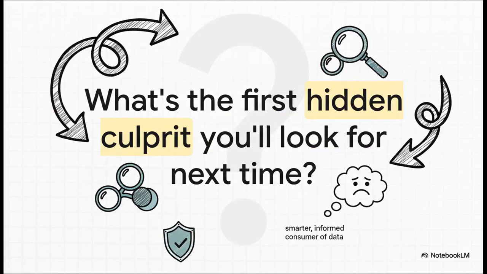So I'm going to leave you with this question. The next time you're scrolling and you see one of those headlines that says X is linked to Y, what's the first hidden culprit you're going to look for? Are you going to ask yourself, wait, could there be a third variable? Or maybe, are they sure they have the arrow pointing in the right direction? This kind of skepticism isn't about being negative. It's your superpower for becoming a smarter, more informed person in a world full of data.